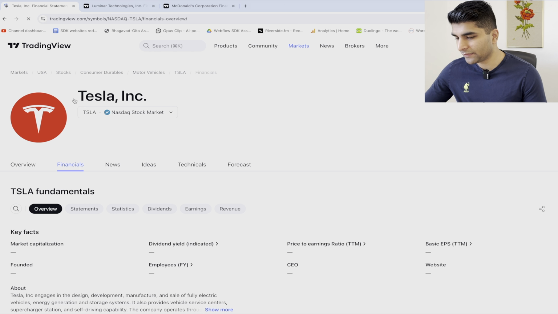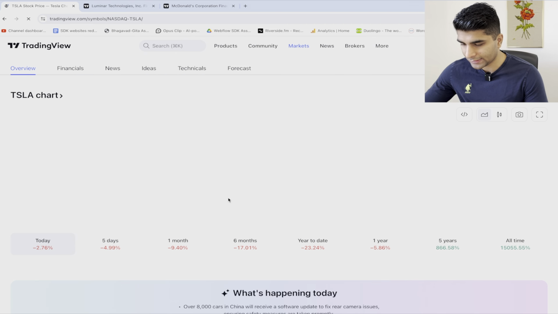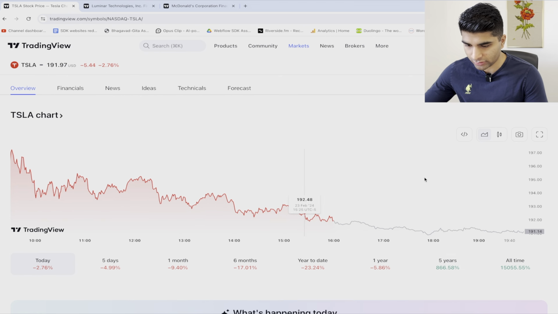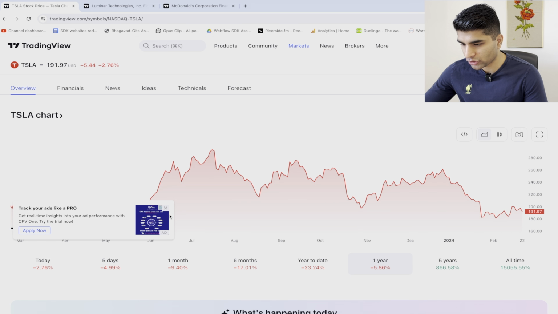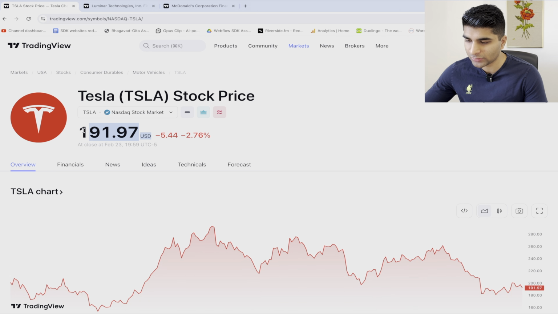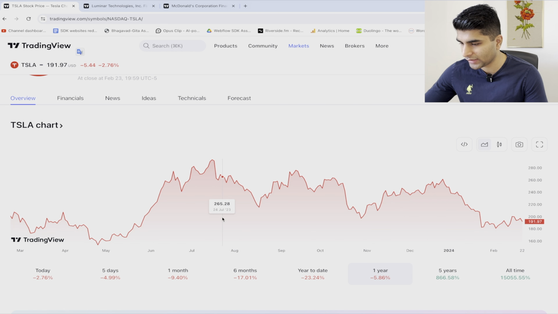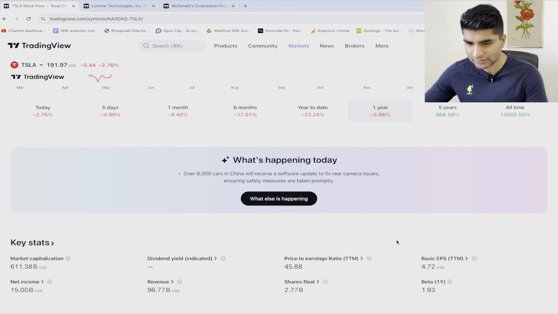My way is looking at the financials, looking at the leader, Elon Reeve Musk. So I would look at the leaders, I would look at the board of directors, I would look at the financials, and I would look at the historical charts here. I would look at 5 years, 1 year, and make sure I buy it at a dip. So 191, I would suggest you wait until it dips to 170 or under 180. That's a good buy. 190 is probably a good buy if you want to hold for 5 or 10 years.